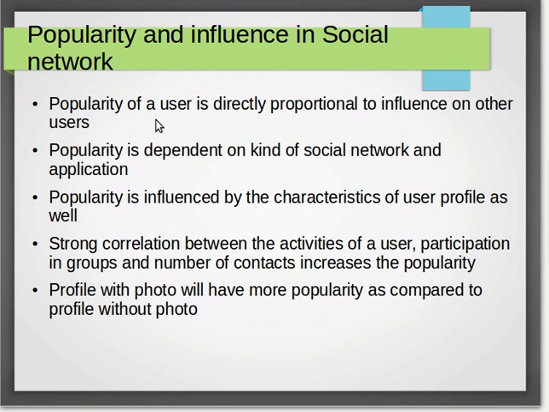So a user who is very popular on one social network may not be that popular on the other social networks. And popularity is also influenced by the characteristic of user profile. For example, there's a strong correlation. The popularity increases with the increase in the activities of a user or his participation in groups and the number of contacts. Also, a profile with a photo will be more popular as compared to a profile without a photo.